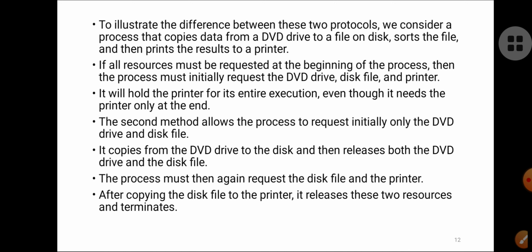The second method allows the process to request initially only the DVD drive and disk file. It copies from the DVD drive to the disk file and then releases both. The process must then again request the disk file and the printer. After copying the disk file to the printer, it releases these two resources and terminates.